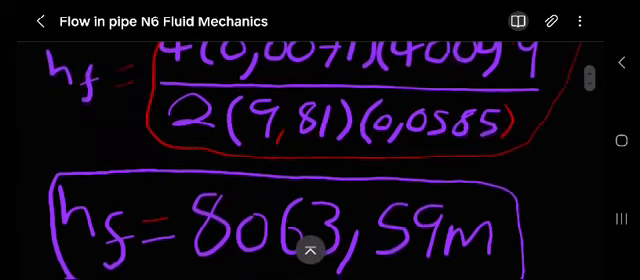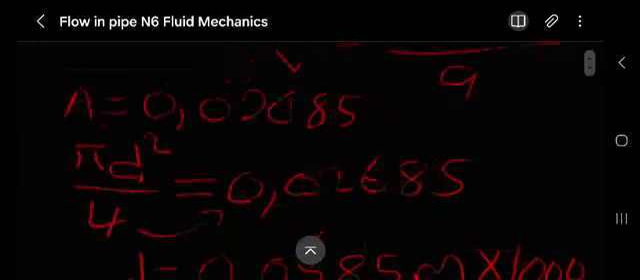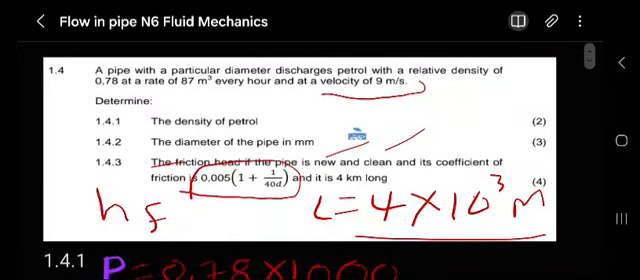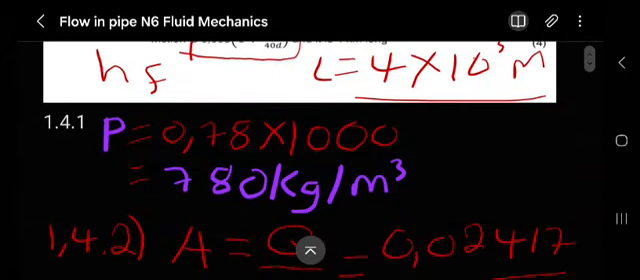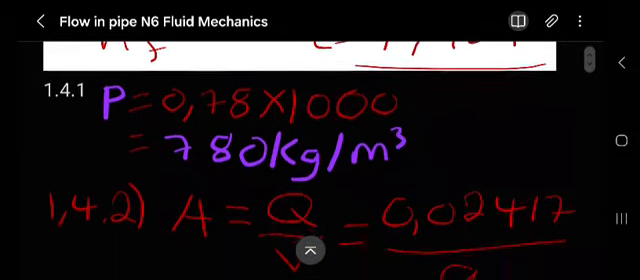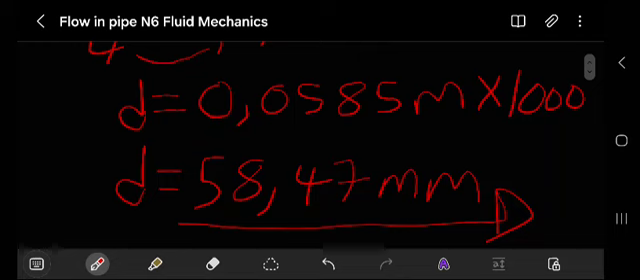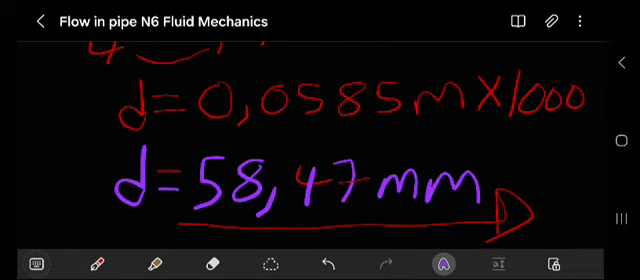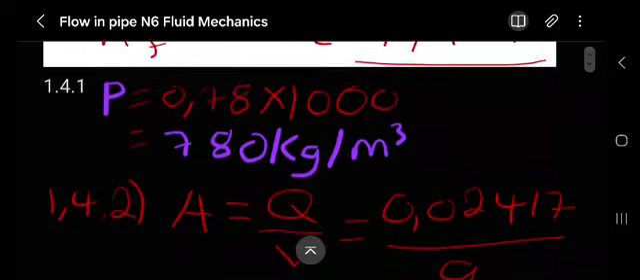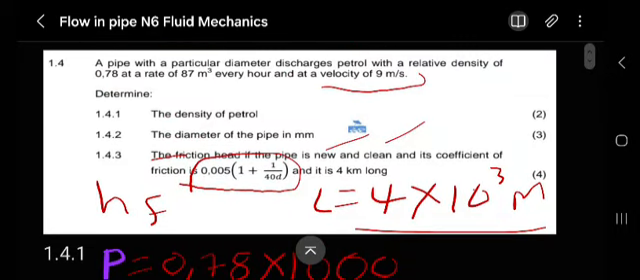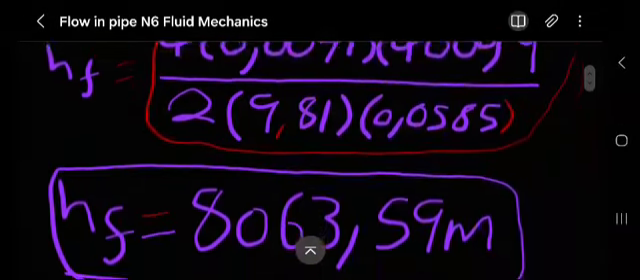Then we're done. Here are our calculations. We have found the density. Here is the density, 78 kg per cubic meter, and then the diameter of the pipe. We found the diameter of the pipe. Here is the diameter of the pipe, right? Then the last one is this one.